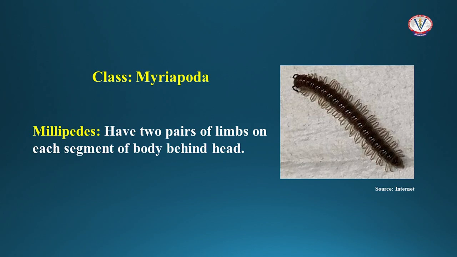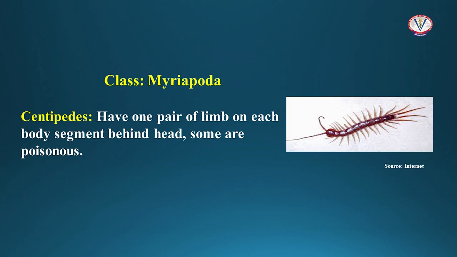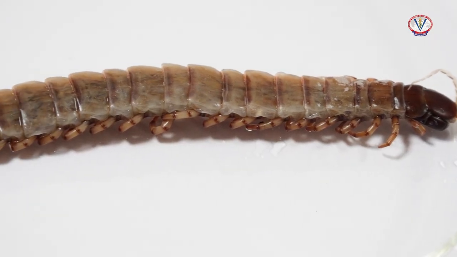Class Myriapoda. It includes the millipedes and the centipedes. The millipedes have two pairs of limbs on each segment of body behind head. Centipedes have one pair of limbs on each body segment behind head and some are poisonous.